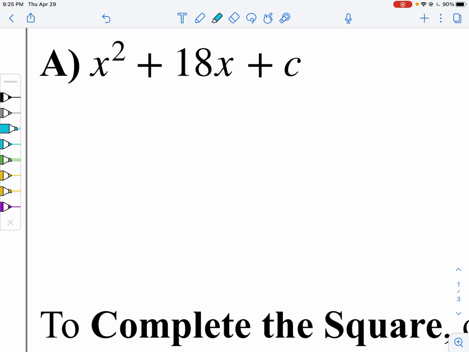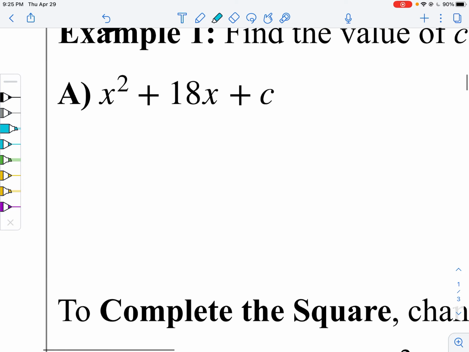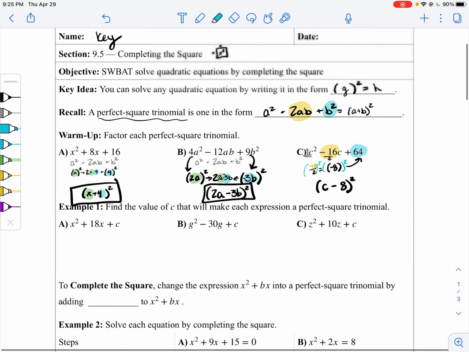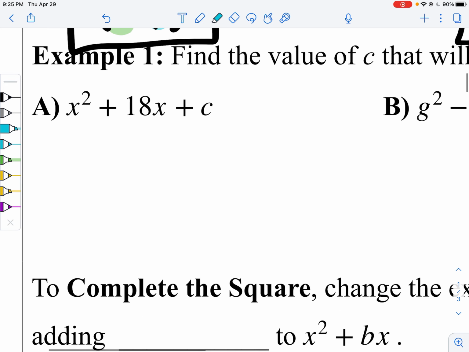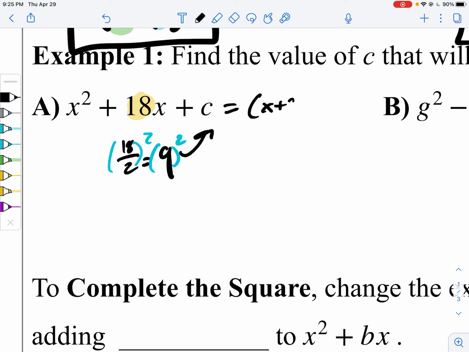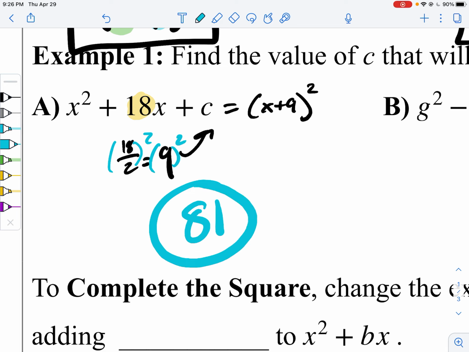Down here, we're going to figure out, okay, what does C have to be to make this a perfect square? Well, we know we need to take our middle guy and divide him by 2. So 18 divided by 2 is 9. So whatever C is, that has to be 9 squared, because we're trying to get x plus 9 squared. So the number we're going to add is 81. We want C to be 81.